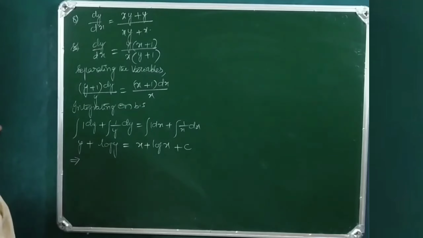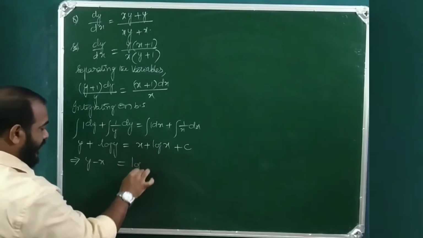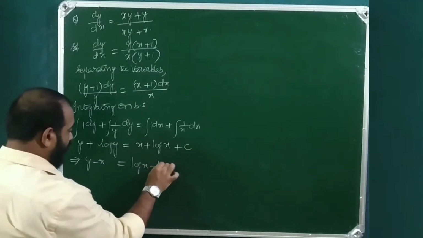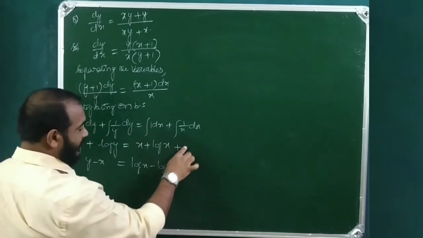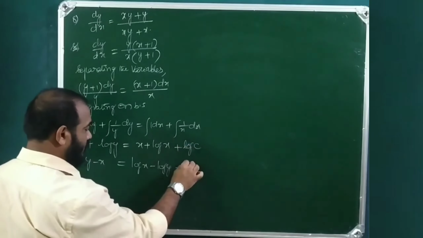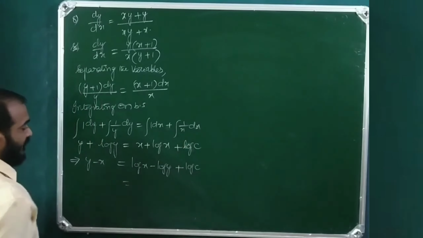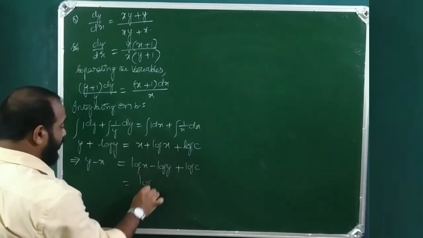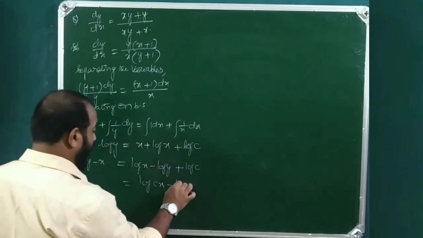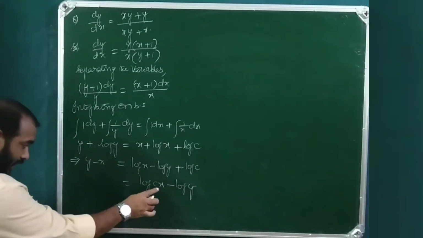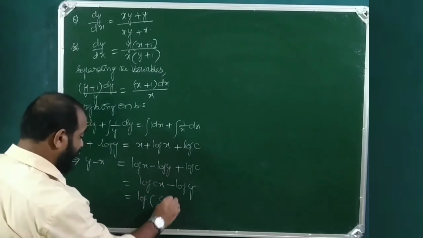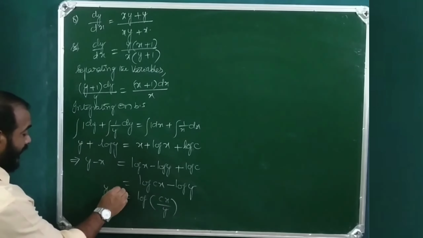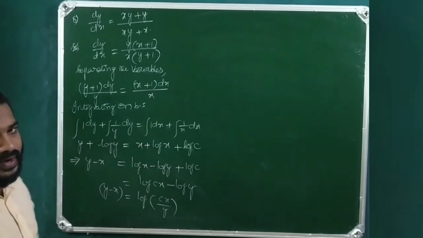So this is equal to y minus x is equal to log x minus log y plus c, and this c can be replaced as log c also. Now this is log a plus log b, log ab. So log cx minus log y, log a minus log b, log a by b. So log of cx by y is equal to y minus x, which is the required general solution.